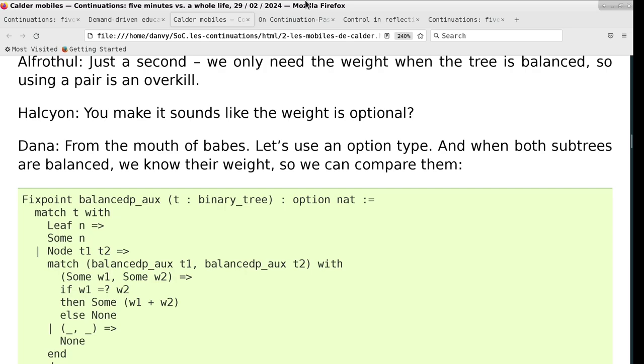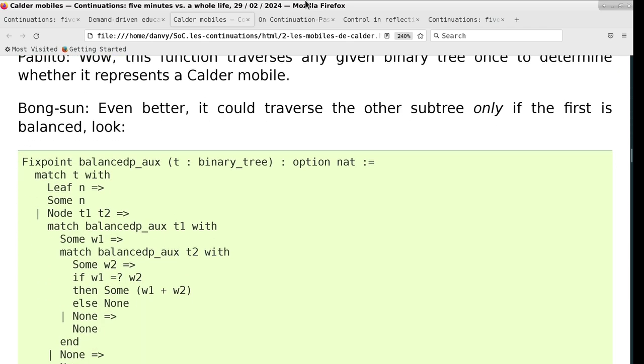When both subtrees are balanced, we know their weight, so we can compare them. So we arrive at the recursive function with the weight and the induction step. Wow, this function traverses any given binary tree once to determine whether it represents a Calder mobile. Even better, it could traverse the other subtree only if the first is balanced. So instead of traversing both subtrees at the same time, we first traverse the first, and if it is balanced, only then do we traverse the second.